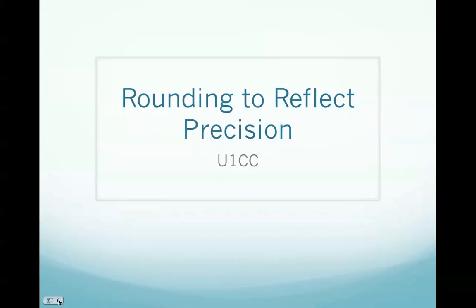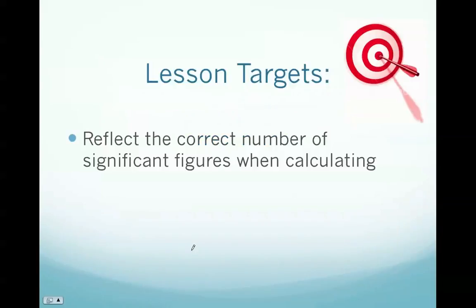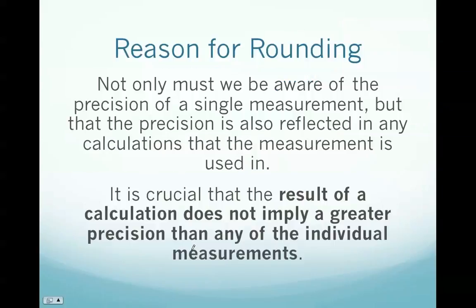Alright, in Concept C, we're going to be working on how to take our measurements and reflect their precision in different calculations. So your goal is to be able to complete this with addition and subtraction, as well as multiplication and division. So why are we rounding our answers?